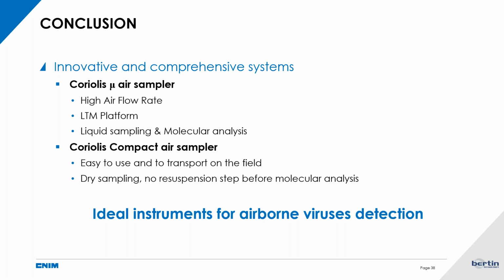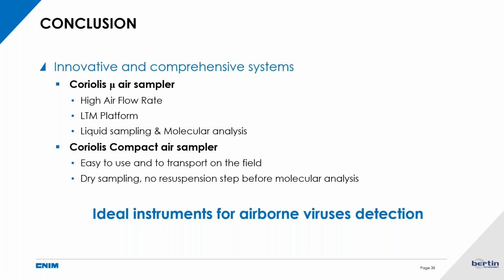Thank you, Martin. So before the Q&A session, I just want to conclude. As you understand, we have two different instruments, the Coriolis Micro and the Coriolis Compact, which are able to collect SARS-CoV-2 or any virus or bacteria in the air. With the Coriolis Micro, you have the advantage of a high airflow rate platform, which allows you to do long-time monitoring, and you can have your sample directly in a liquid for molecular analysis.